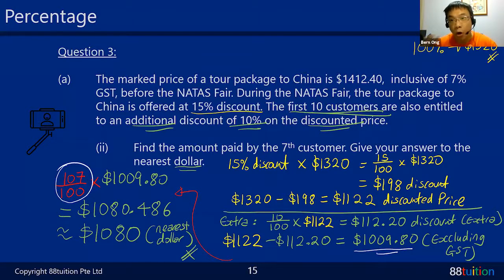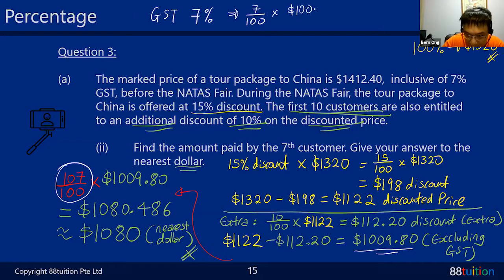So how do you find the GST? Okay, then the step-by-step working. Let's go and find the GST. GST is 7%, right? So I purposely go and find 7%. 7% means 7 over 100. This is just purely GST. So 7 over 100 of what? Of your $1,009.80. How do you find the GST? You find 7% of 1,009.80. What do you get? 7 over 100 times 1,009.80. So down here, the GST alone is $70.686.